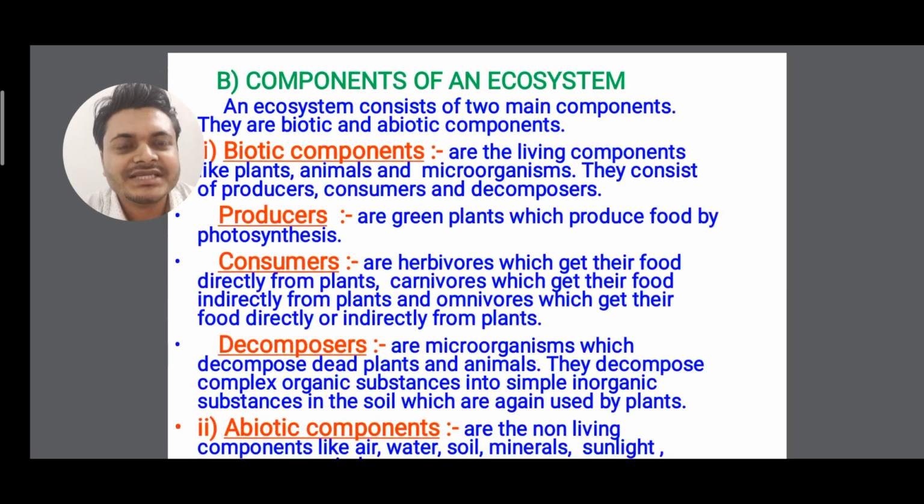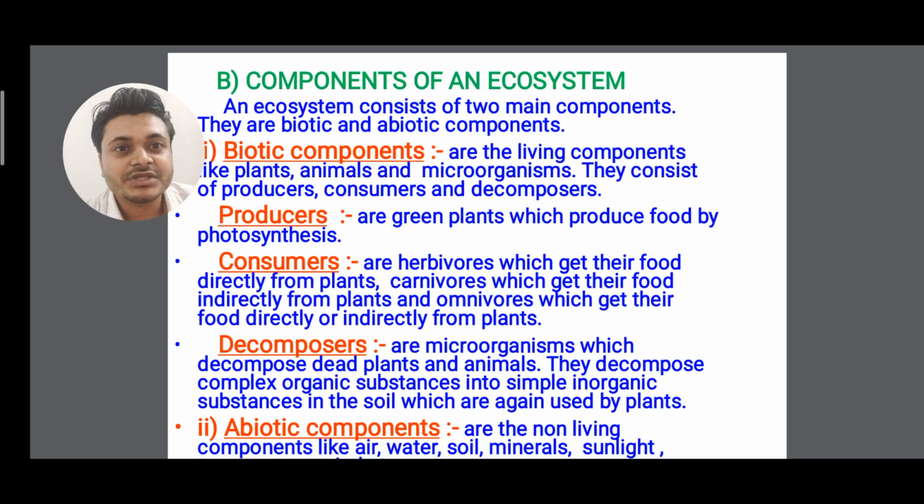Now we'll discuss the components in detail one by one. An ecosystem consists of two main components, as I said earlier: biotic and abiotic. Biotic component means living component and abiotic component means non-living component. Biotic components are living things like plants, animals and microorganisms. They consist of producers, consumers and decomposers. Clear?